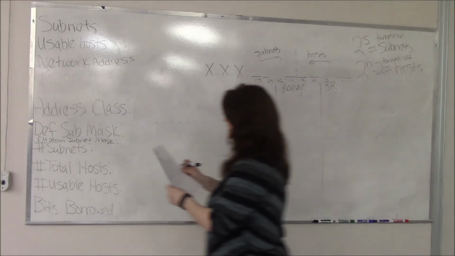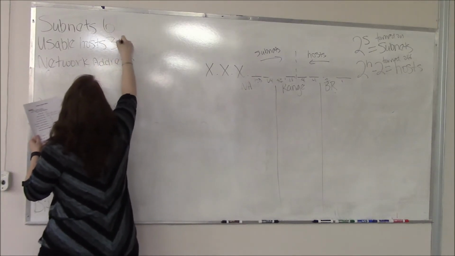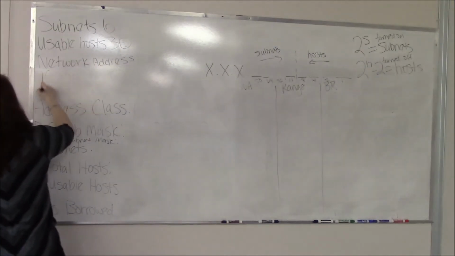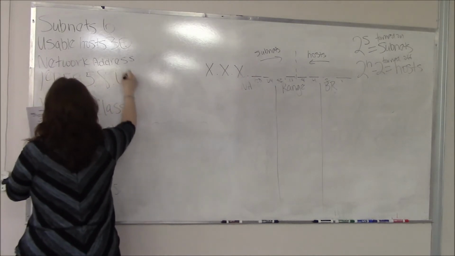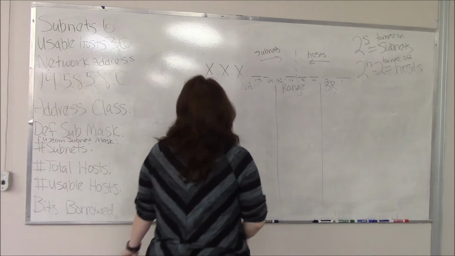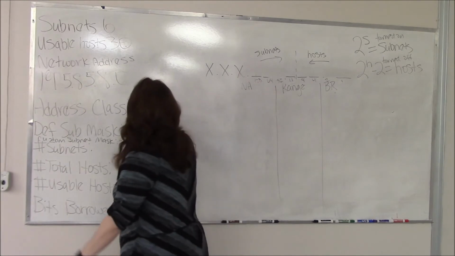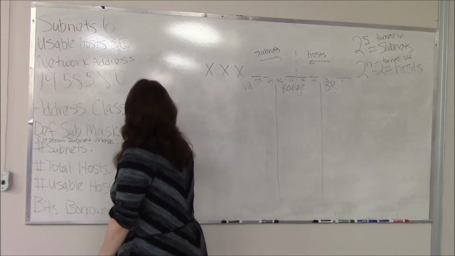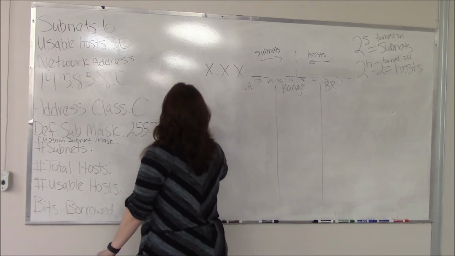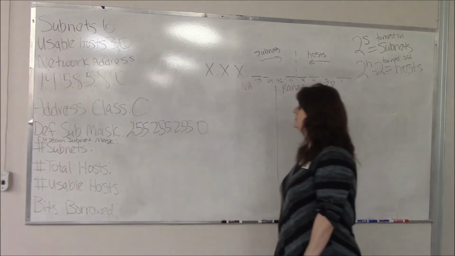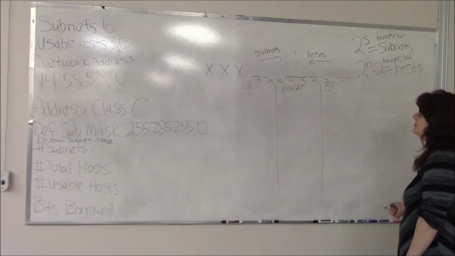So this time we need 6 subnets with 30 usable hosts and a network address of 195.85.8.0. Okay, easy stuff. What's the class of the address? Class C. Still C. Our default subnet mask is still 255.255.255.0. So now I need to go about figuring out where I'm going to draw my line so that I can get my host and my subnets.